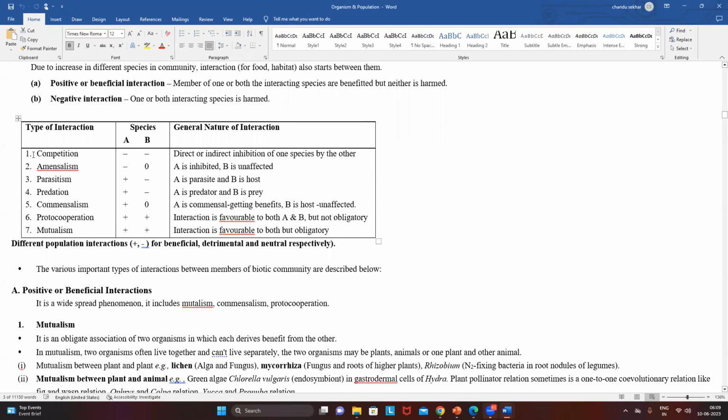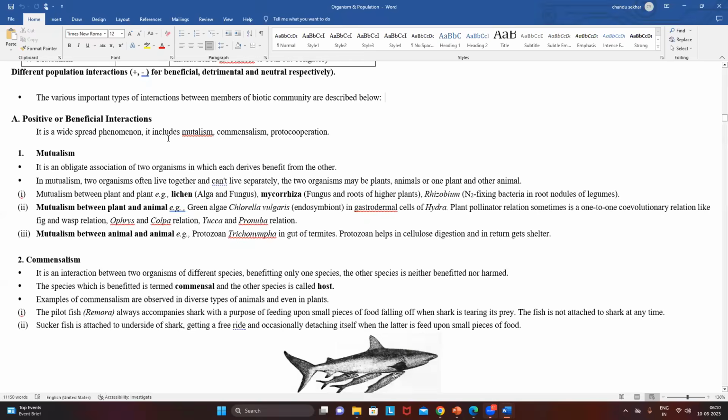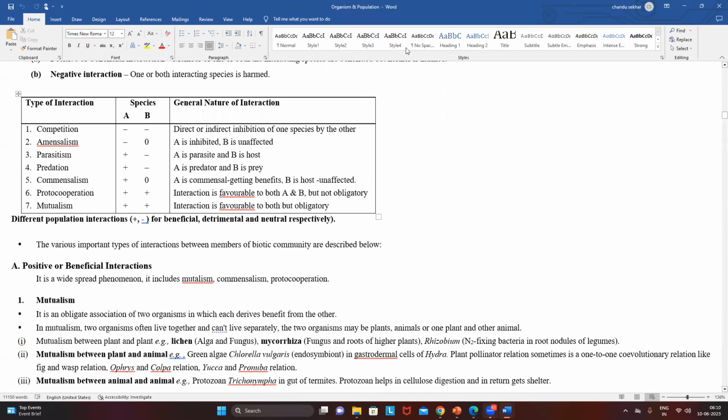From where? From the interactions. Competition, amensalism, parasitism, predation, commensalism, proto-cooperation, mutualism. What you have to remember first? You have to remember the symbols. And listen to me very carefully. Here, why is this question very difficult? The question is very difficult because you have to read multiple examples. So you need not struggle for this.